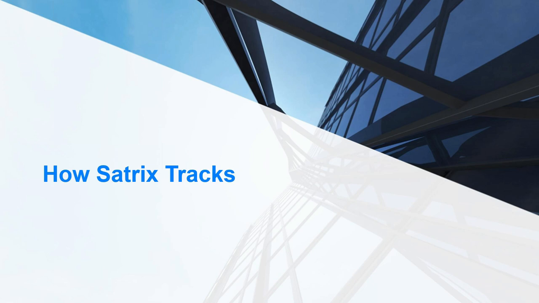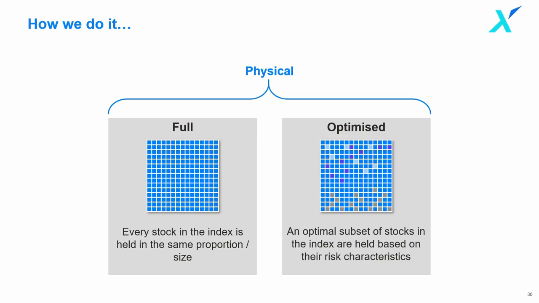All right, so that's a little bit on spreads and market access. I see we've taken about 45 minutes. I'm going to quickly run through how Satrix tracks, maybe just give you some insights into that, and then wrap up on withholding tax. So very quickly, there are two different ways that you can track. There are actually three ways, but I'm only going to talk about physical tracking.